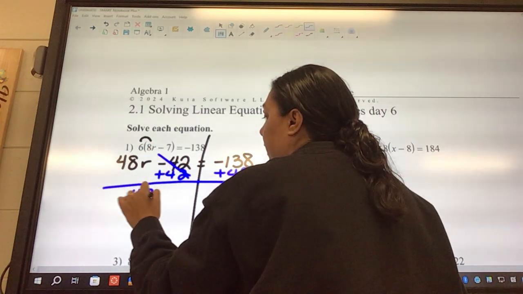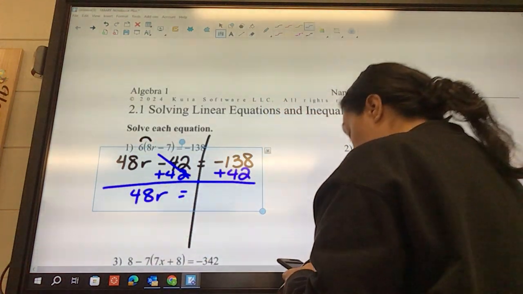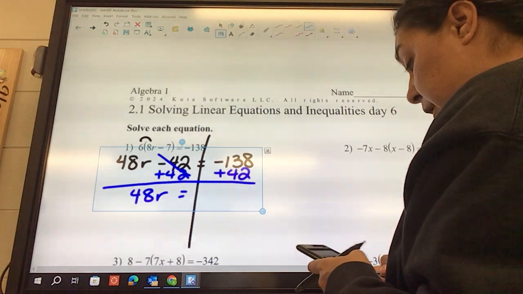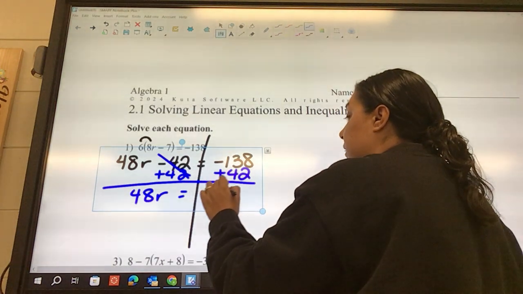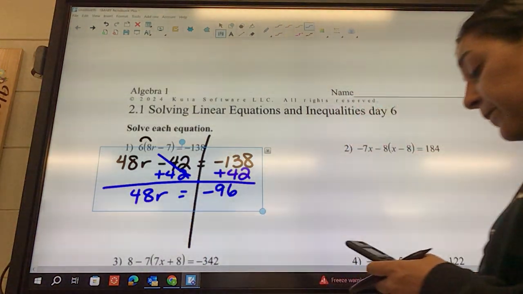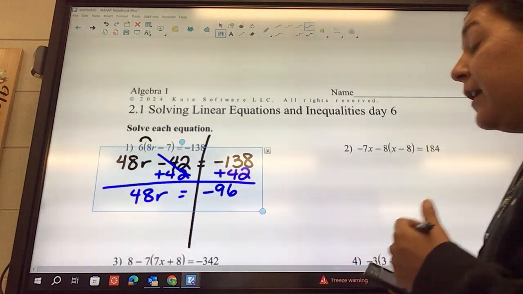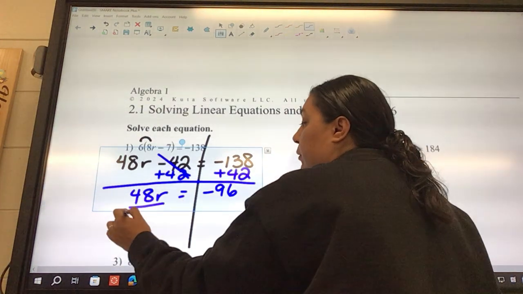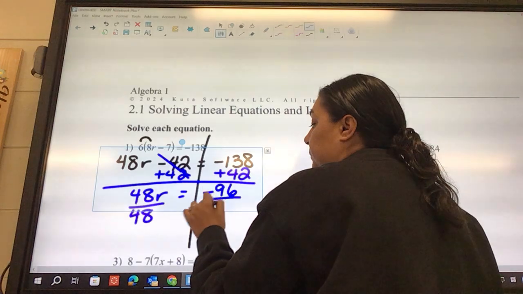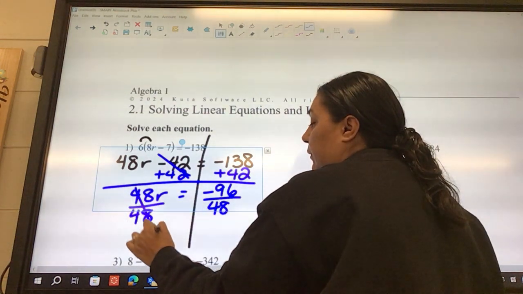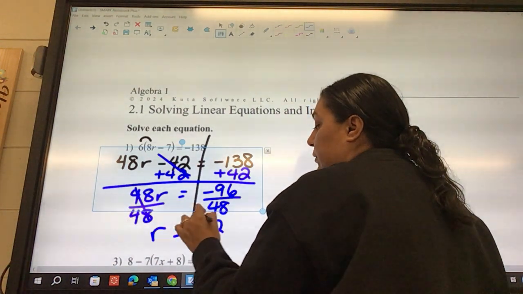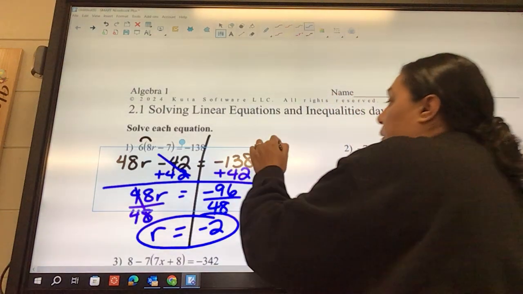So I get 48R equals negative 138 plus 42, which is negative 96. And then we're going to break up this couple, and so we're going to say divide by 48. So we get R equals negative 2.